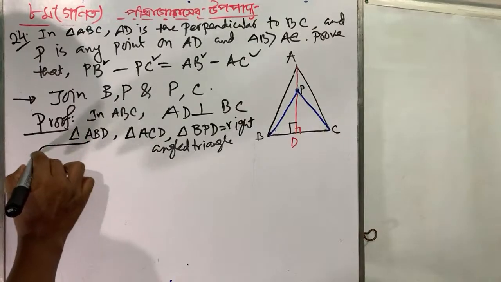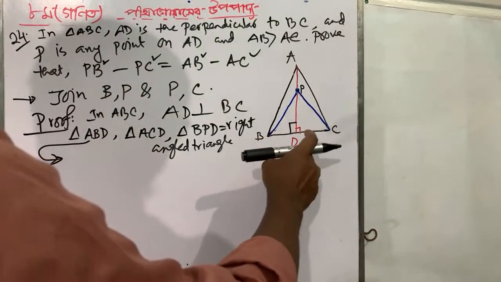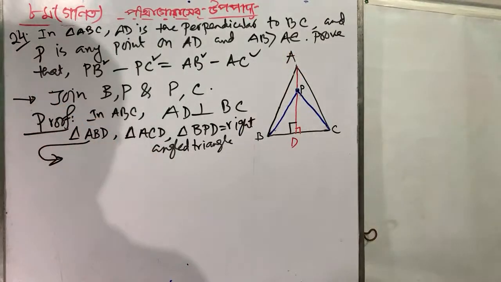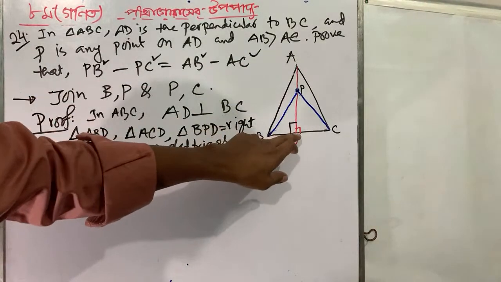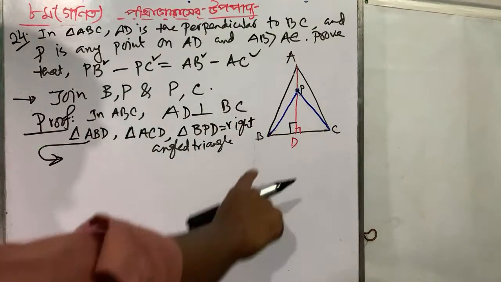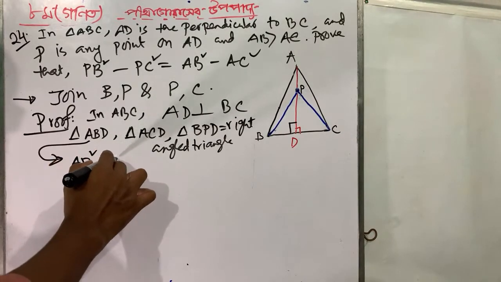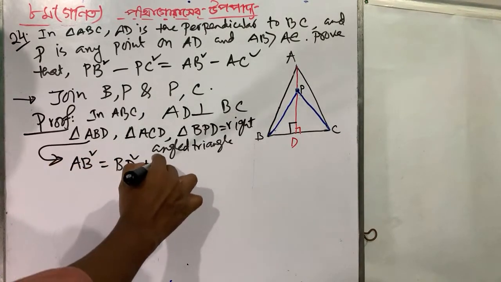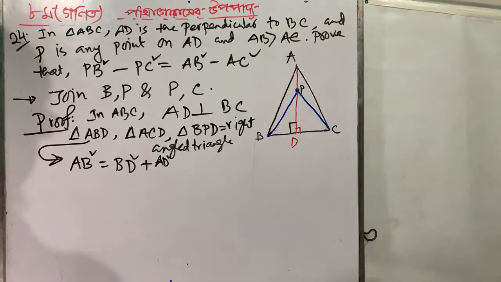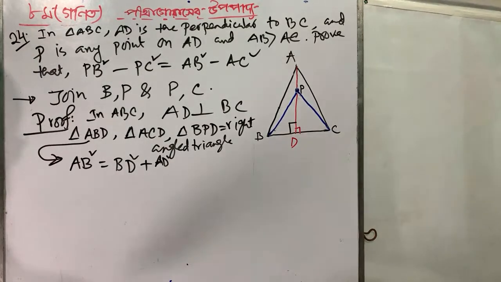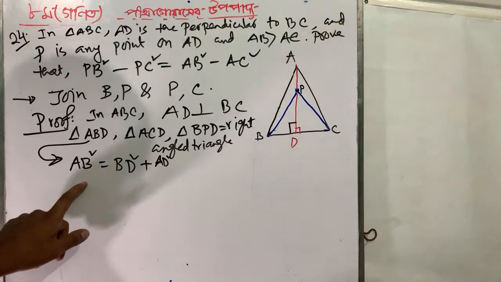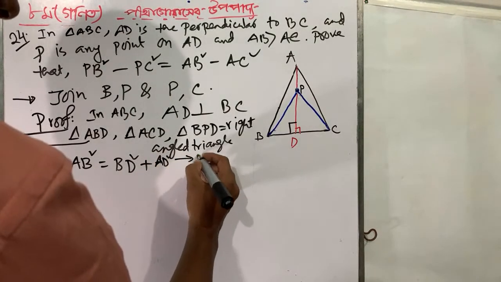So from triangle ABD, you can say that AB square is equal to BD square plus AD square. So in triangle ABD, the hypotenuse square, that is AB square, is equal to BD square plus AD square. We have been using Pythagorean theorem in all of our problems in this chapter, hence the name Pythagorean theorem. So this is equation number 1.